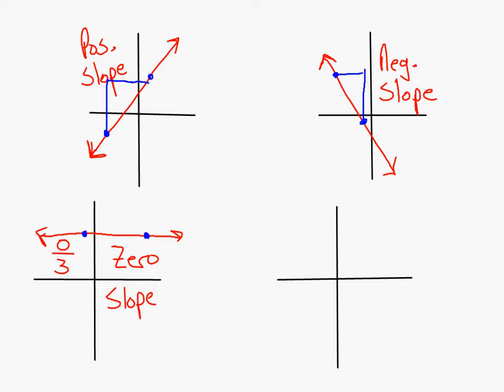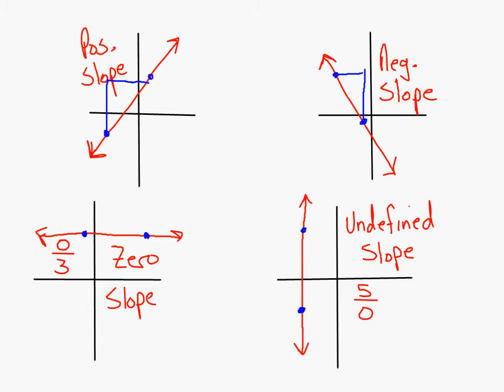Last type of line would be vertical. Vertical line, that has an undefined slope. Now you can rise as many as you want. But how many are you going to run? 0. So that's maybe a 5 over 0. That's your 0 in the denominator. That's when you type it into your calculator, 5 divided by 0, it says error. That's your undefined slope. If you type in 0 divided by 3 and hit equals, it'll be equal to 0.